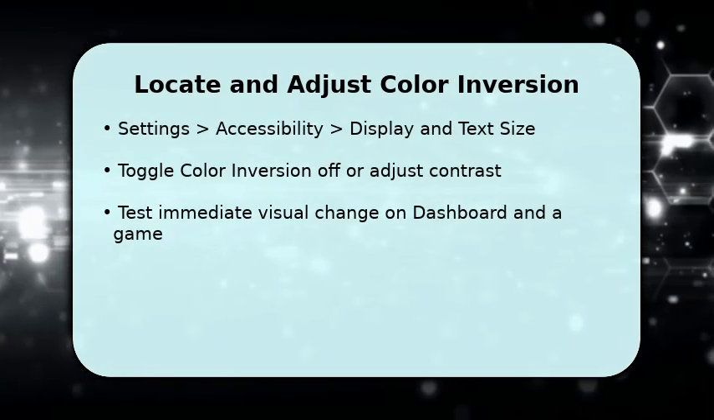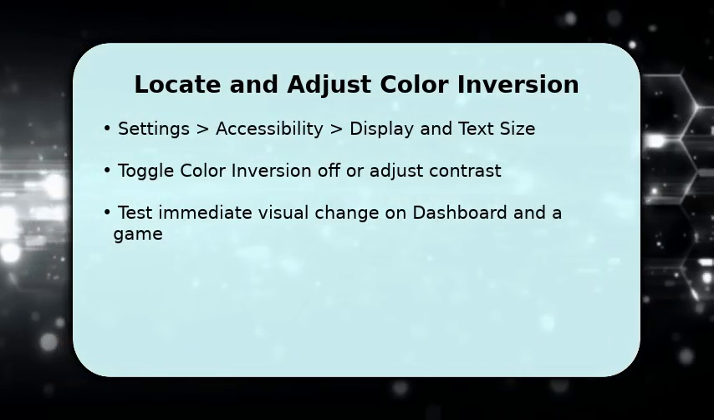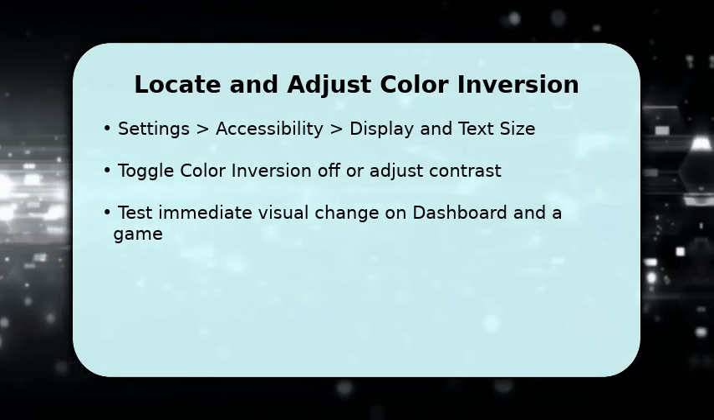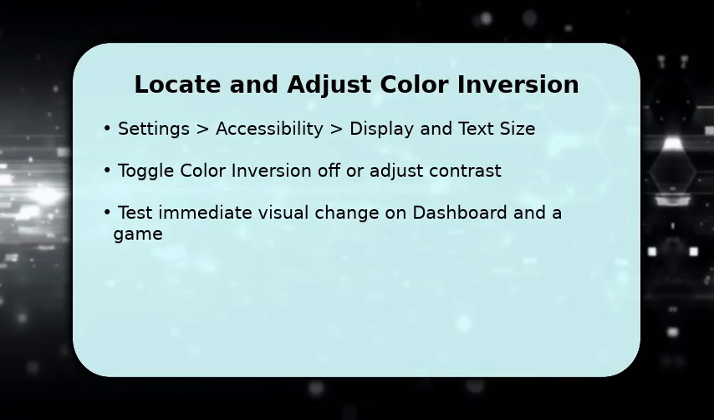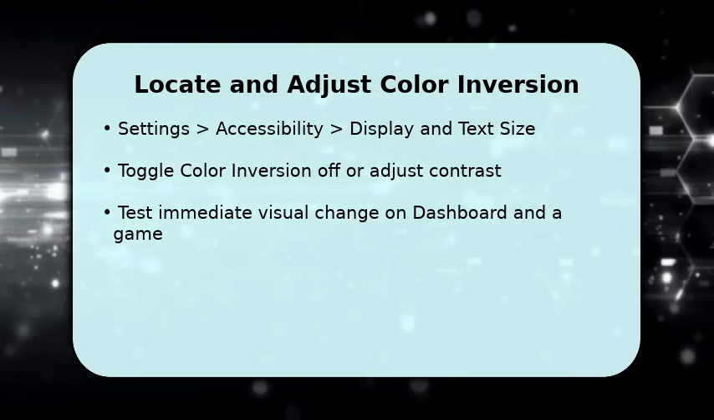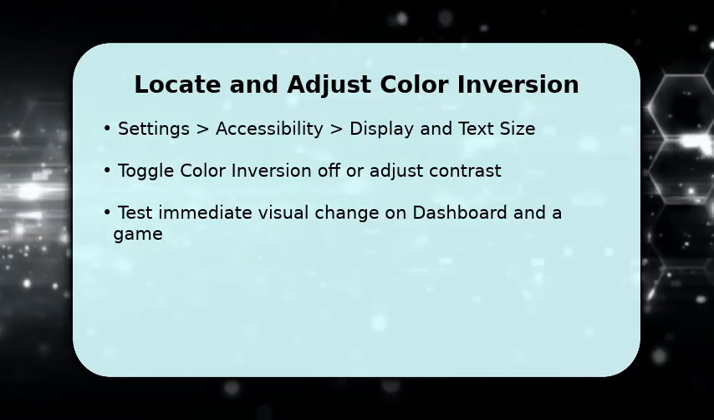Once in accessibility, open display and text size and locate color inversion. You'll see a toggle that flips colors across the UI. Switch it off if it's enabled. If colors still look odd, adjust contrast and button assignments to rule out accessibility overrides.